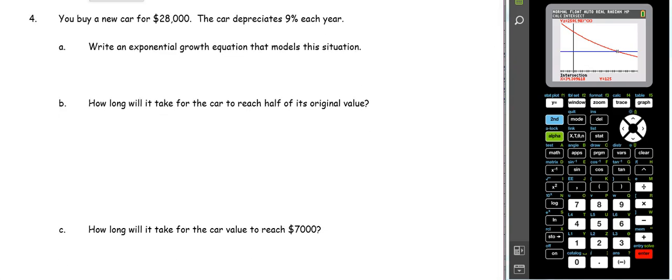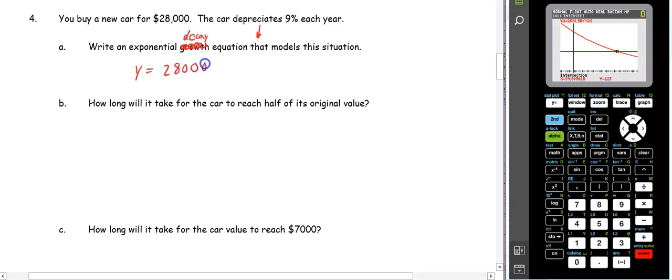So the next equation, you buy a car for $28,000 and the car depreciates, which remember decreases, at 9% each year. So we're going to write an exponential decay equation that models the situation. So we're going to have y equals 28,000 times 1 minus, and remember that we can write 9% as 0.09 for a decimal, so 1 minus 0.09 to the t power. So y equals 28,000 times 0.91 to the t power.